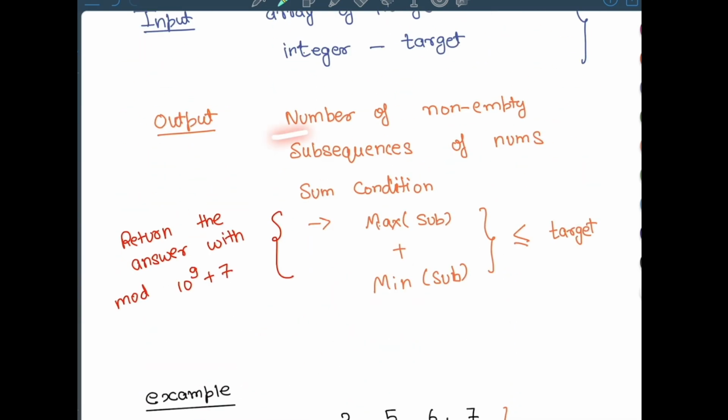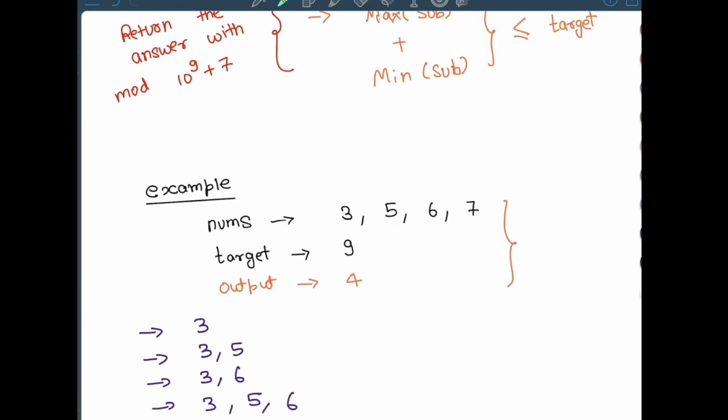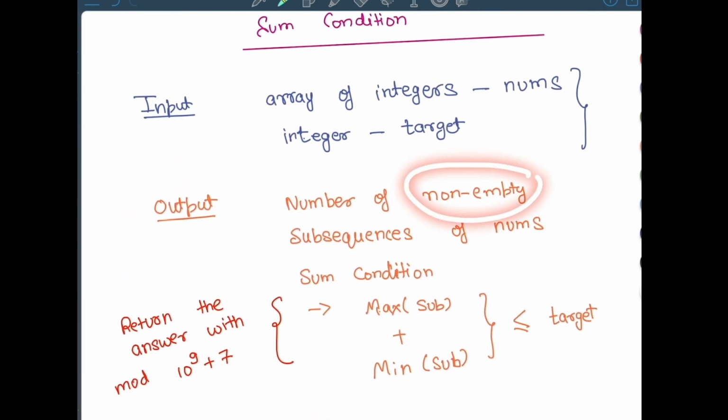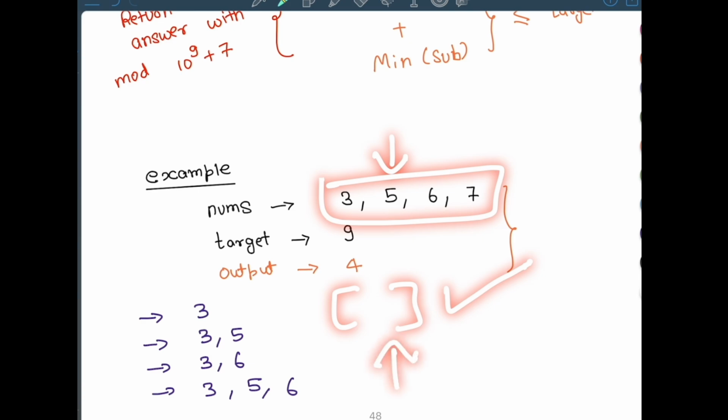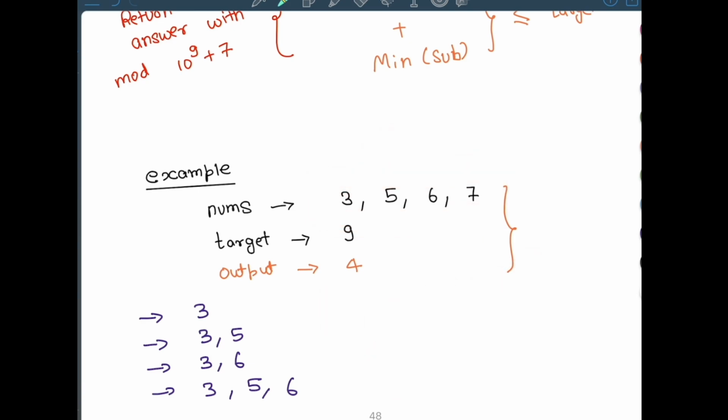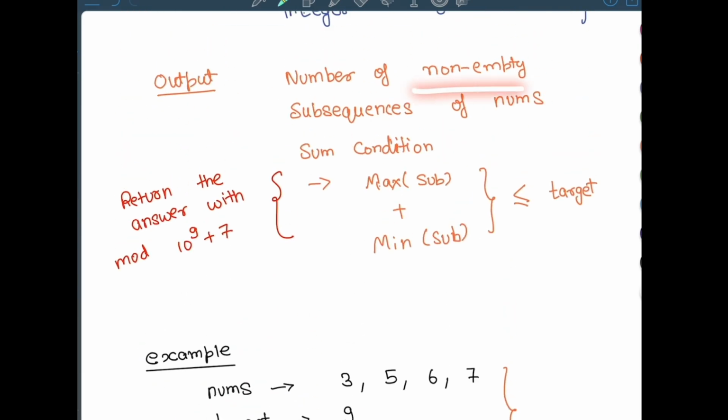We just need to return the number of non-empty subsequences of nums which satisfy the following sum condition. Now, one more thing, when I'm saying non-empty, if you have an array of 4 elements, then an empty array is also a subsequence. It is a valid subsequence, but the question says do not consider an empty subsequence. Do not count it. Ignore an empty subsequence. So that is something you need to keep in mind. We have to just find the non-empty subsequences.